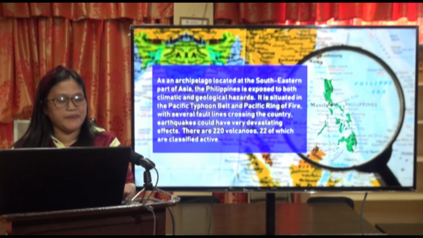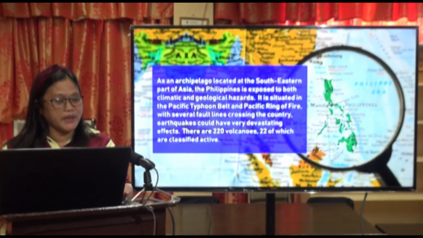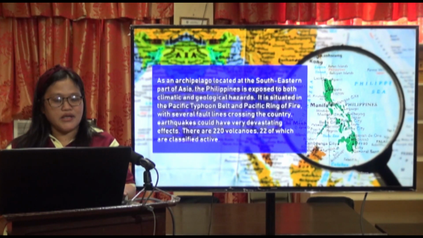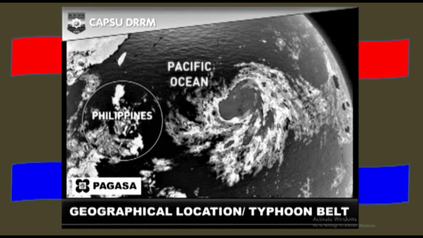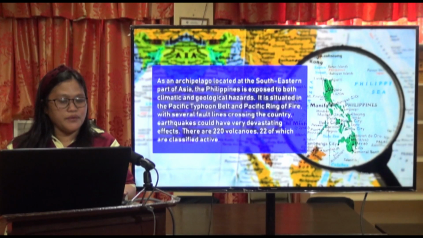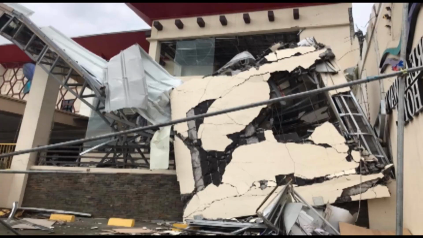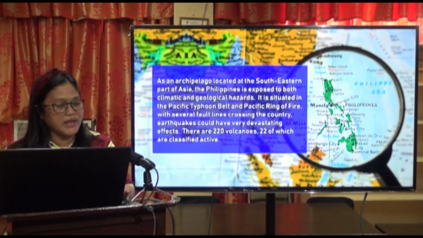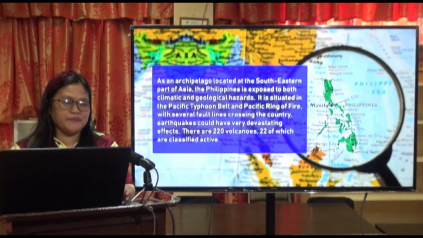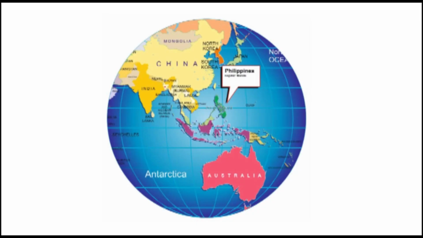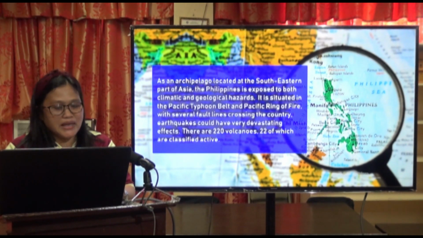The Philippines is an archipelago located at the southeastern part of Asia, exposed to both climatic and geological hazards. It is situated in the Pacific Typhoon Belt and Pacific Ring of Fire with several fault lines crossing the country. Earthquakes could have a very devastating effect. There are 220 volcanoes. So ang Pilipinas, kahit makita natin sa mapa or sa globo, makikita natin na ang Pilipinas talaga ay daraanan ng mga, like for example, typhoon.